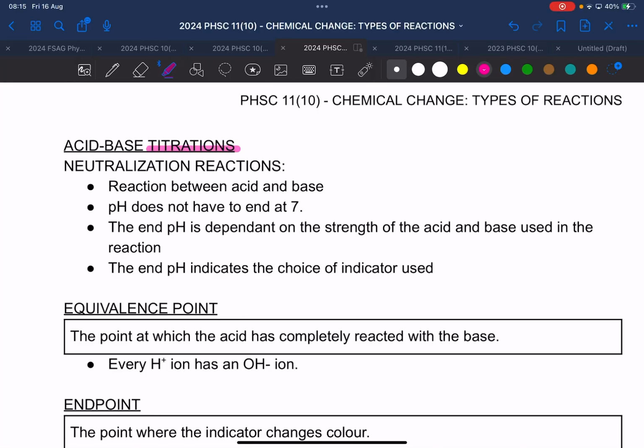Hear the word titration, you must think of this experiment that we did.